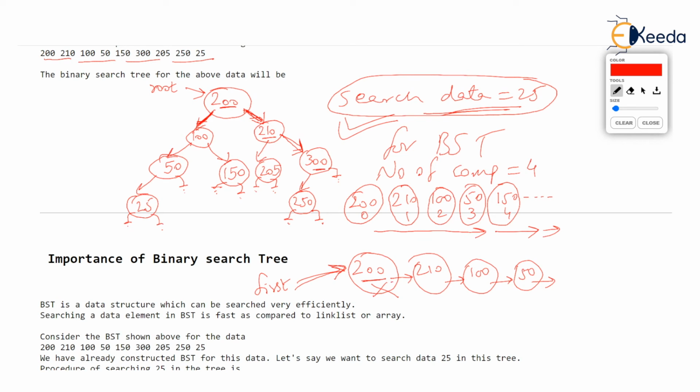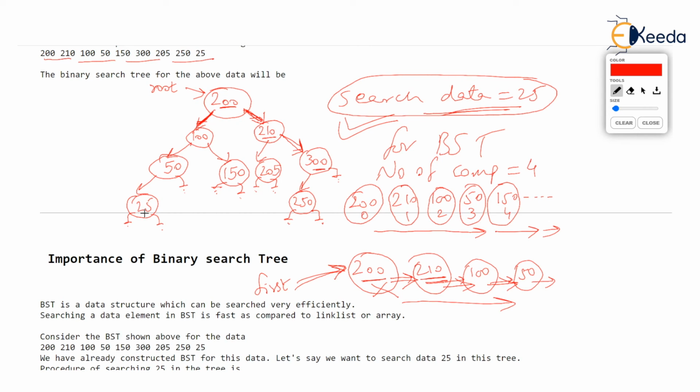Then using the next pointer, you will go to the next node. Is it 25? No is the answer. And you will keep going node after node till you reach the node which stores 25. But that is a lot of comparisons, isn't it? So binary search tree has an advantage. On an average, it runs the searching very fast as compared to arrays and linked lists.